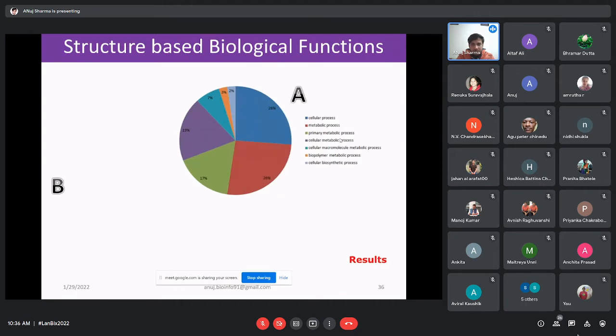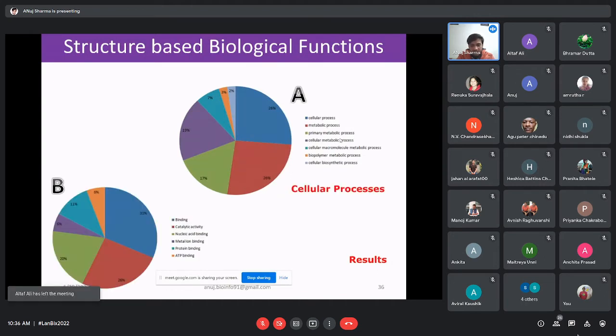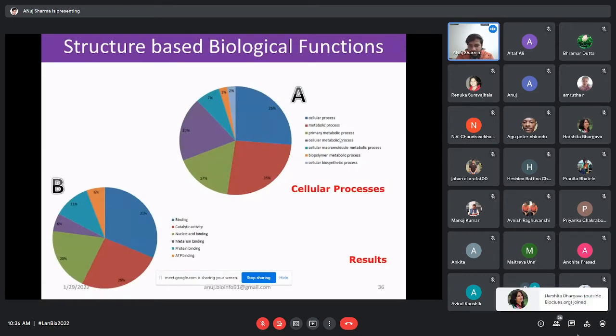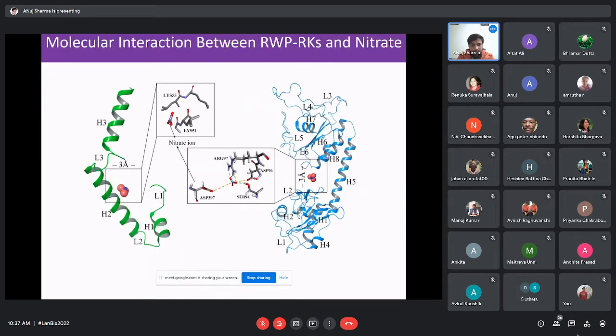For structure-based function attribution, first we predicted the 3D structure, and based on the 3D structure we predicted their biological function using ProFunc. Based on the ProFunc annotation, we can say that they play an important role in different biological processes like cellular process, metabolic process, primary metabolic process, and much more. They also play an important role in binding, catalytic activity, nucleic acid binding, metal ion binding, and ATP binding. So these are the key functions of these RWP-RKs.